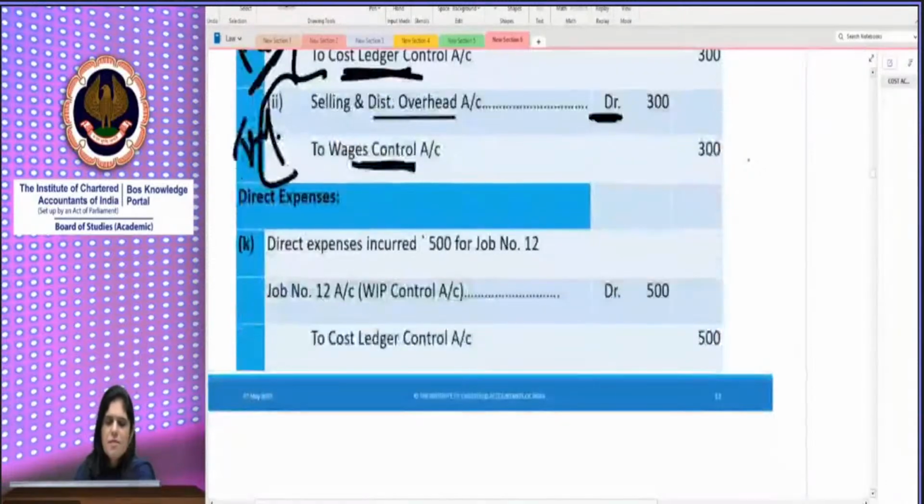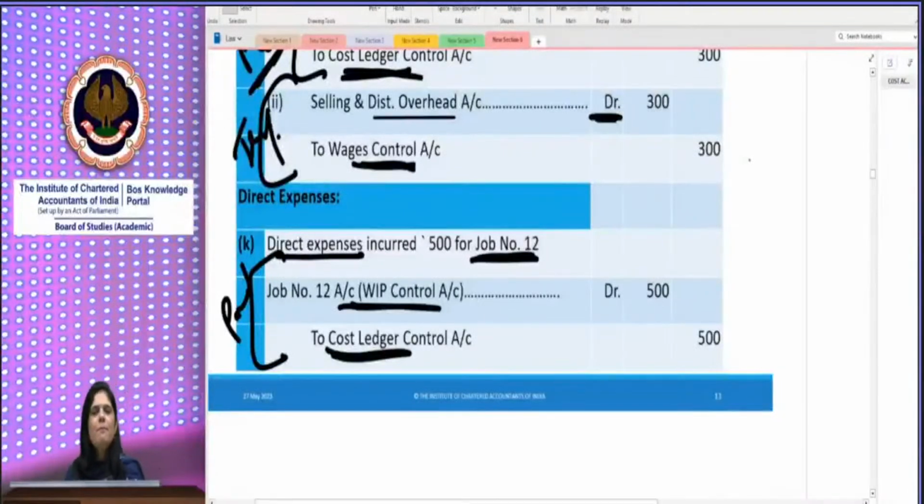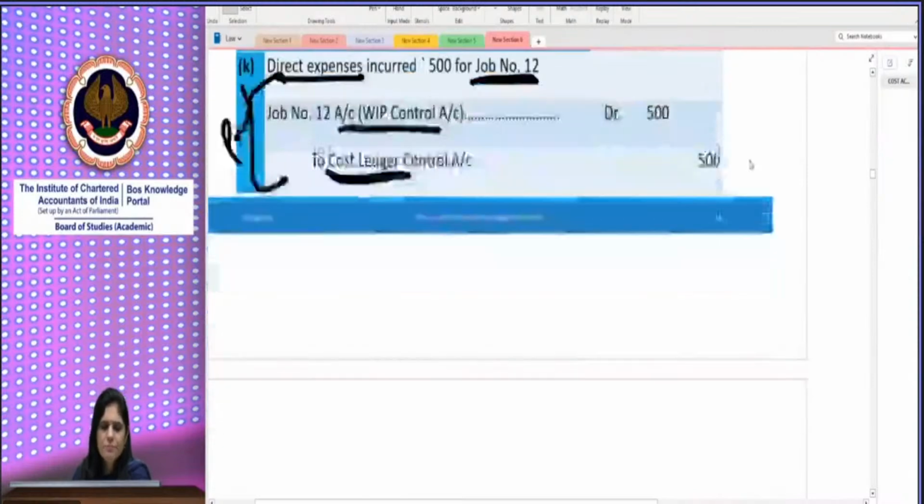Direct expenses. If you are incurring any expenses directly for any job, it has to go to WIP. Because WIP, the main production process is going on there. Clear? So because it is incurred directly from the outside, it has to route through cost ledger control account. You are directly paying for job number 12. So whatever is coming from outside, it has to come through cost ledger control account. Clear?